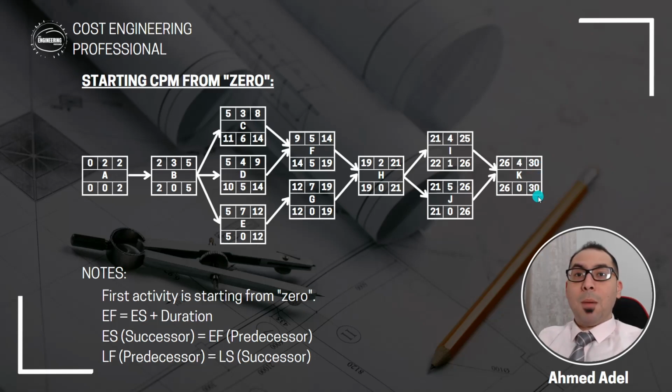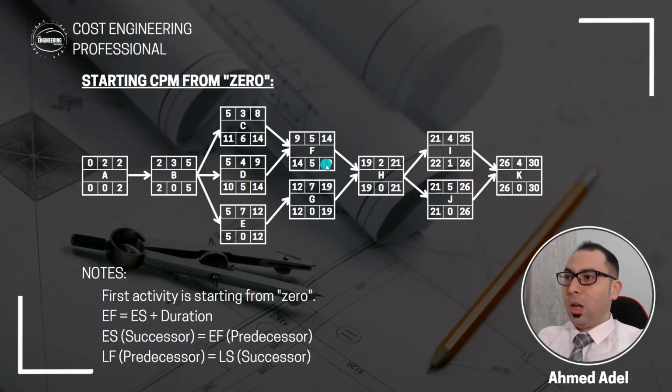Now regarding the backward pass, we'll say 30 minus 4, that's 26. So this 26 will come here and here. Then 26 minus 4, that's 22. 26 minus 5, 21. So 22 or 21, we take the minimum as we discussed. So the 21 will come here. Then again 21 minus 2, that's 19. So the 19 will come here and here.